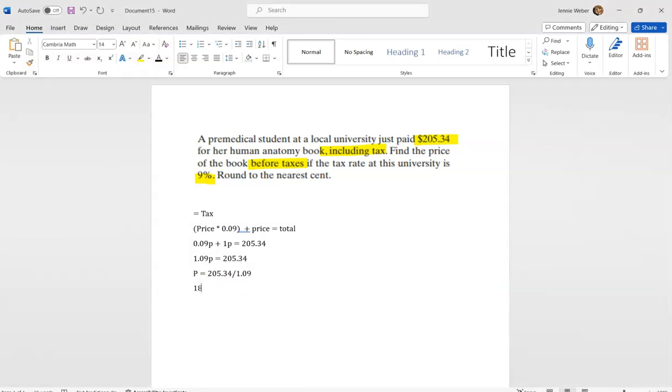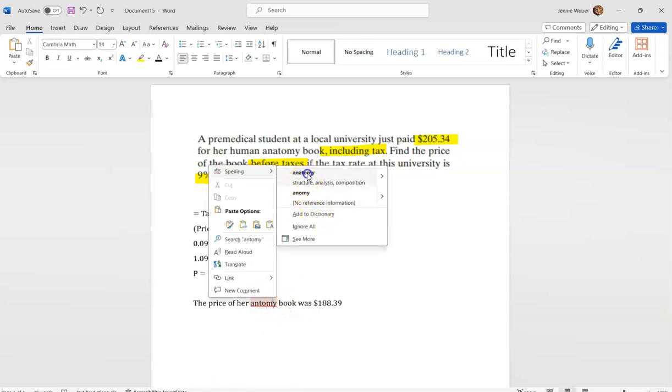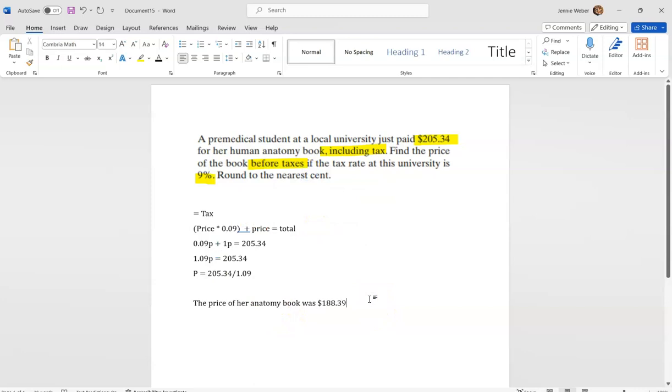188.39. So the price, then I'm going to write this up in a nice sentence. The price of her anatomy book was, and I can't spell anatomy, but luckily for spell check, yes I can, was $188.39. This makes sense because she paid $205, so this seems reasonable.